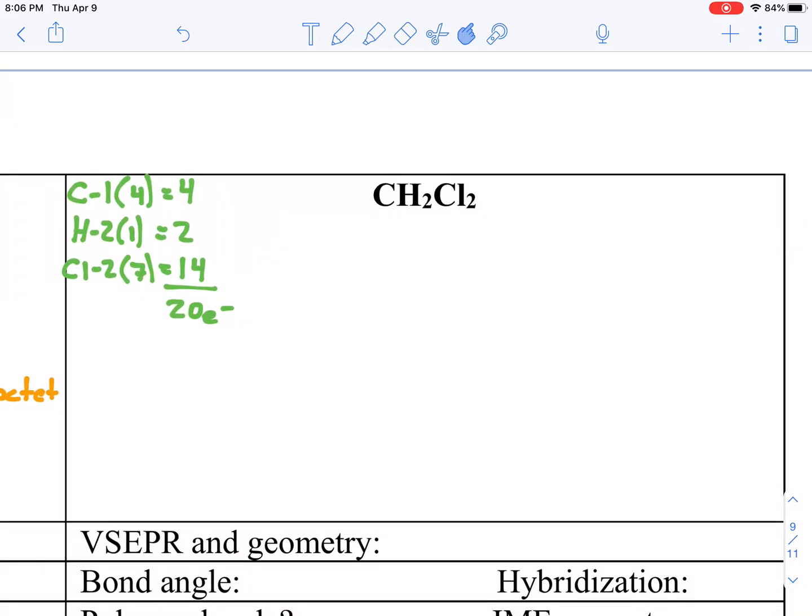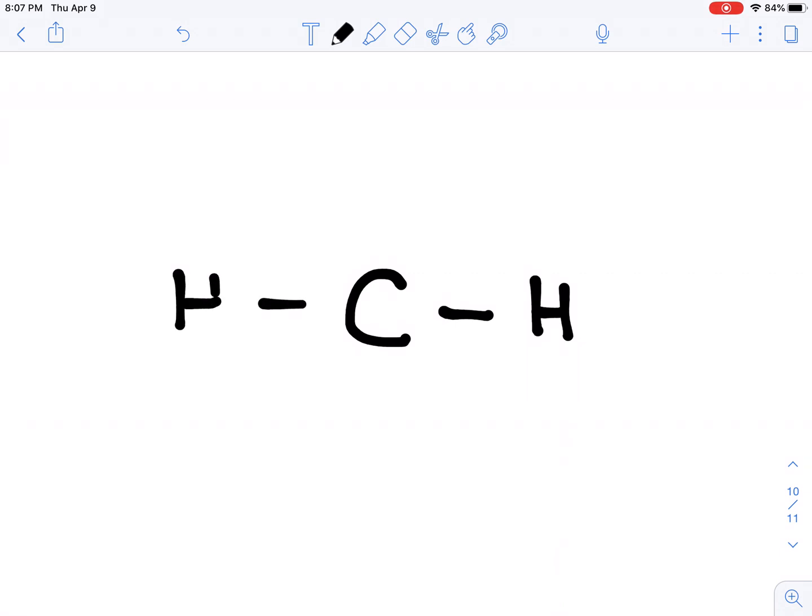Now, CH2Cl2, again, we're looking for symmetry. We are looking for a situation where our least electronegative atom is in the middle. So the best way this thing is going to come together is with a carbon in the middle, surrounded by 2 hydrogens, surrounded by 2 chlorines. You could have easily made the chlorines going horizontally and the hydrogens going vertically. It doesn't matter, but ultimately you're looking for symmetry if possible.